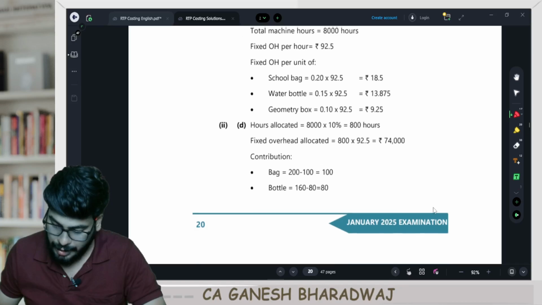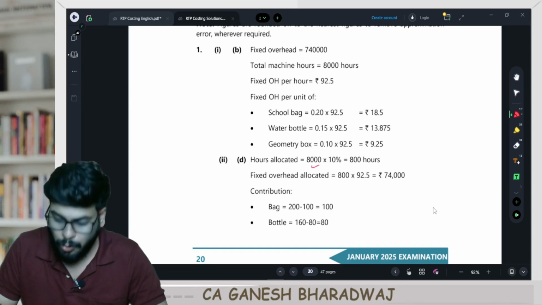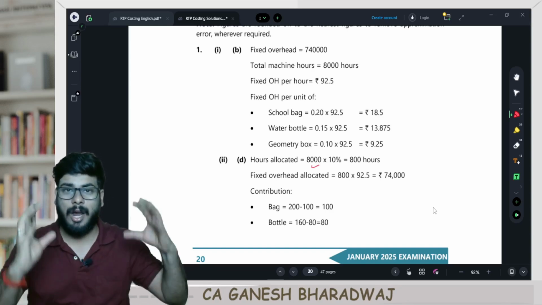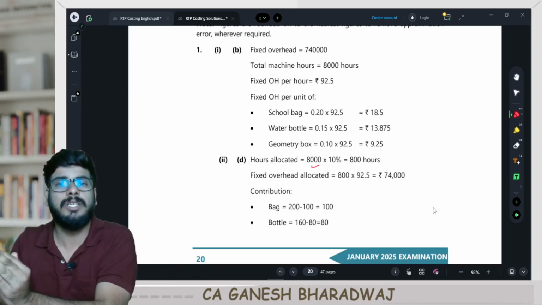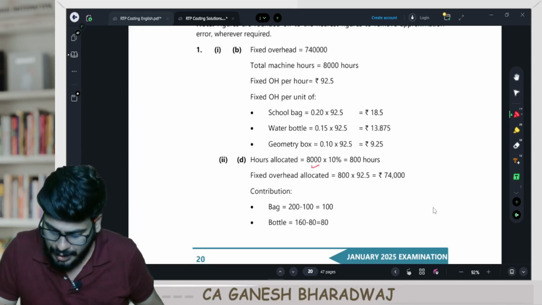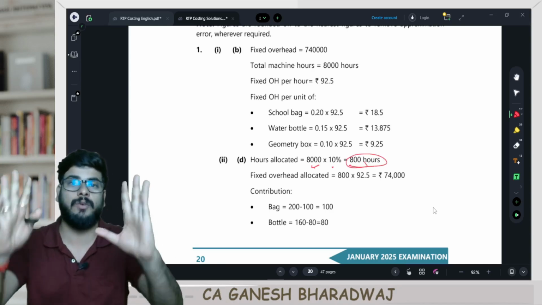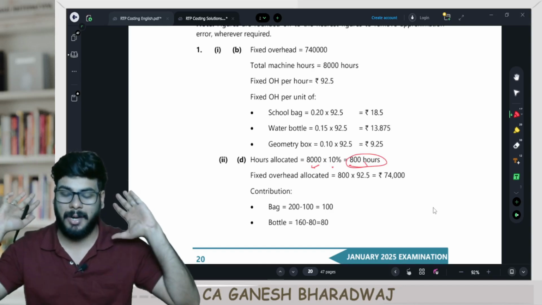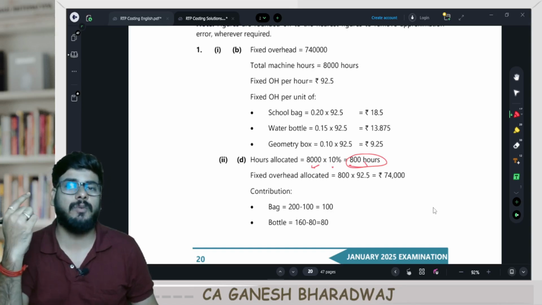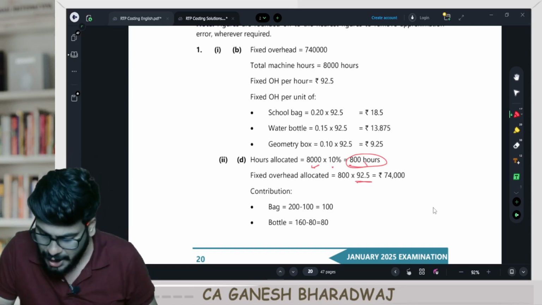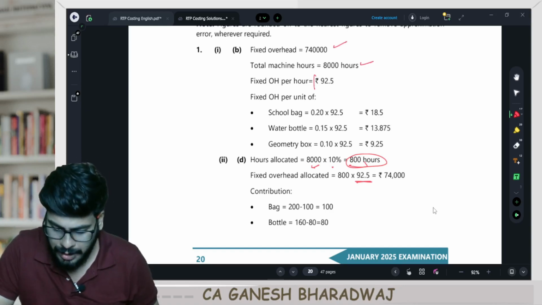Look at this. Now, overall, what is the total machine hours available? You have a total of 8,000 machine hours available, and out of these 8,000 machine hours, I am allocating only 10% of that towards my supplies to the schools. So basically 8,000 into 10%, 800 machine hours alone is being allocated for your supplies to schools, right? And every machine hour actually requires a fixed overhead cost of how much? 92.5 rupees. Just now we calculated 7,40,000 divided by 8,000 hours, 92.5.